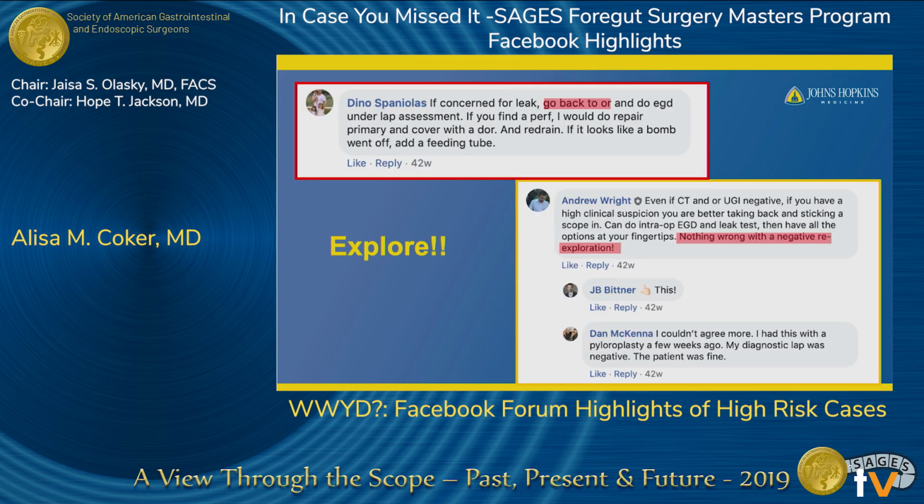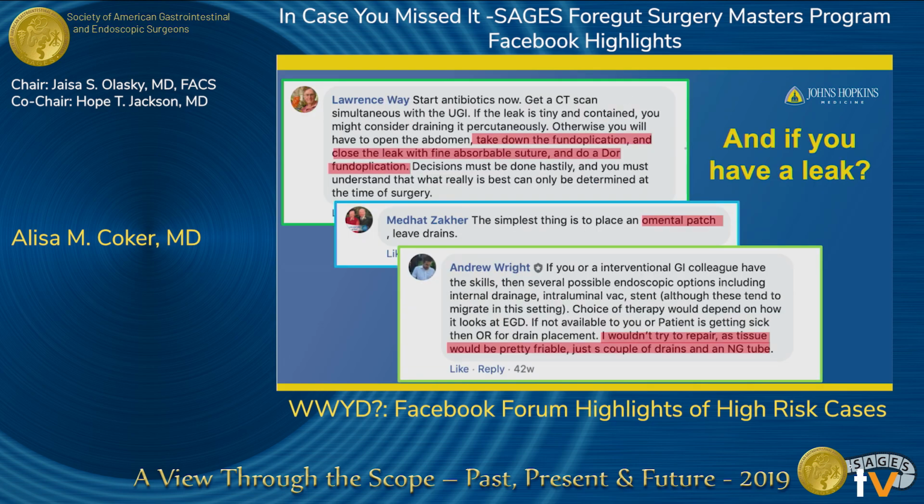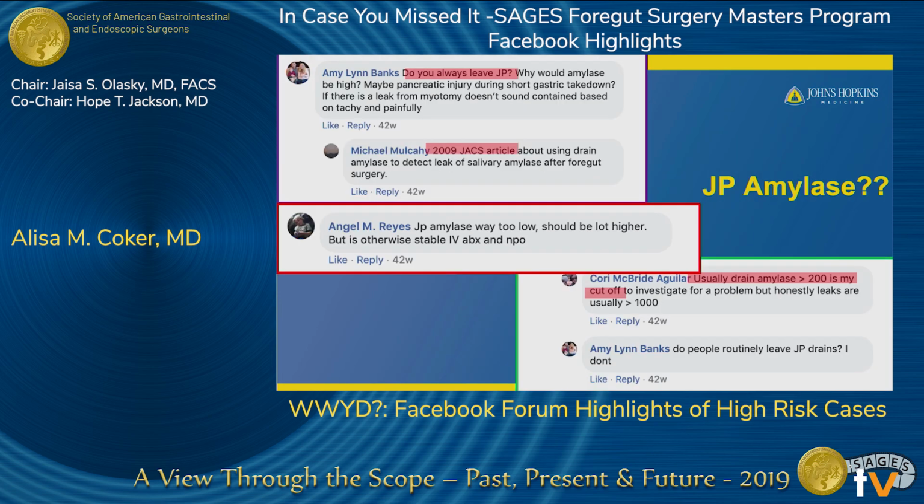And of course, you always have the option of taking the patient back to the operating room. If you have a high clinical suspicion, there's nothing wrong with a negative re-exploration. If you do find a leak, there's of course debate as to how to handle this. Options include closing the leak and covering it with a Dor, a simple omental patch with drainage, or just adequate internal and external drainage.